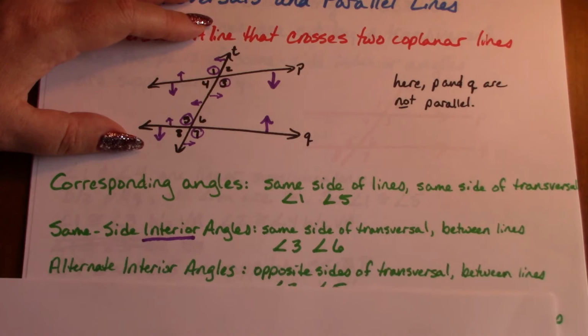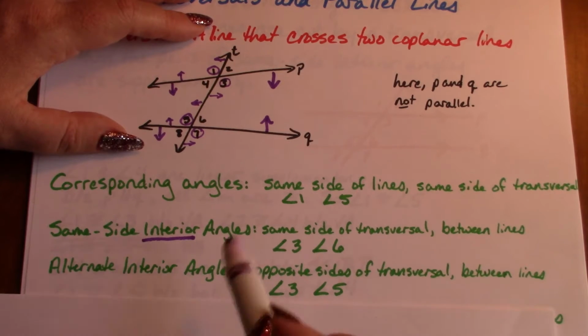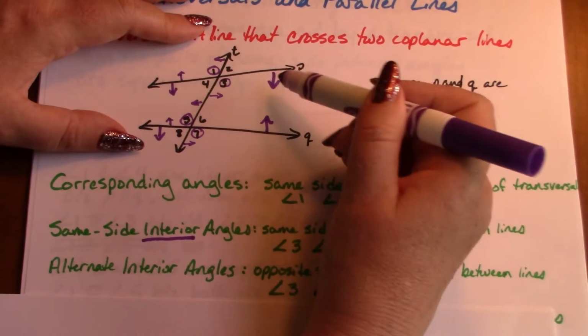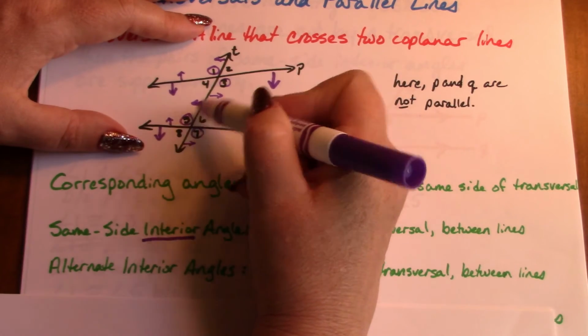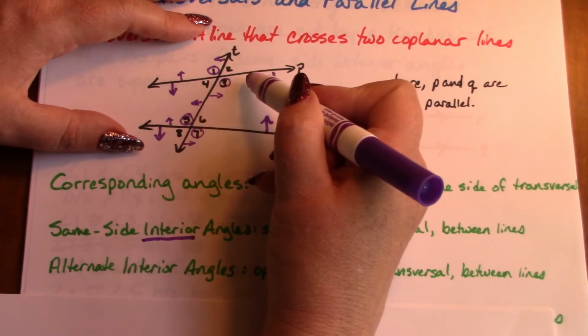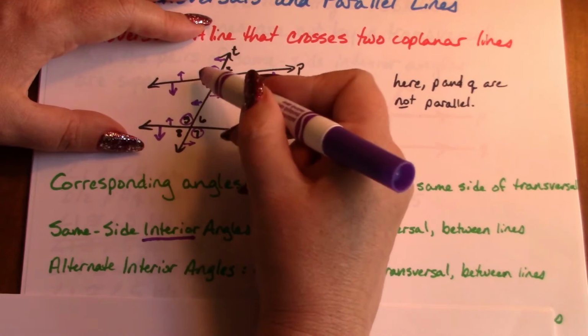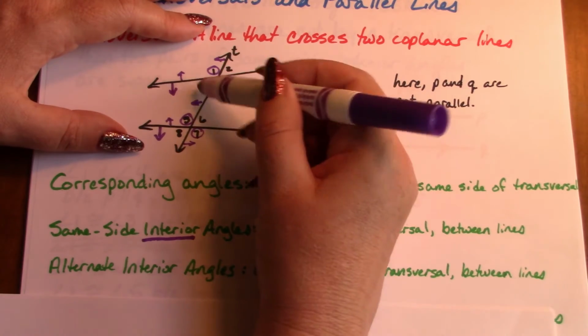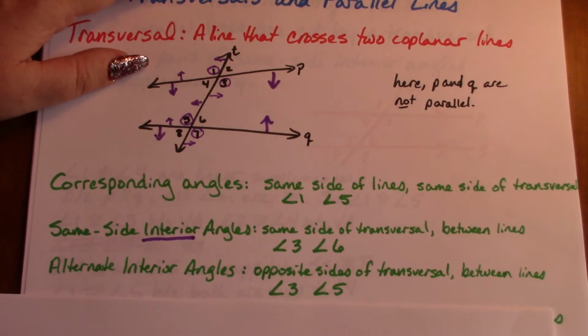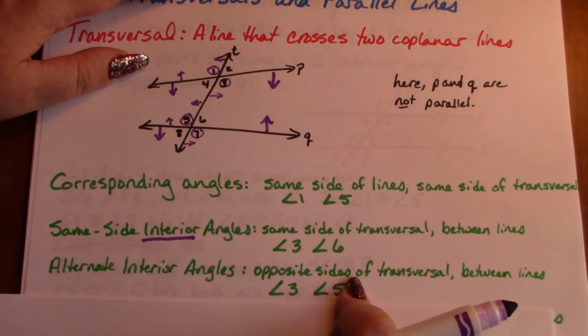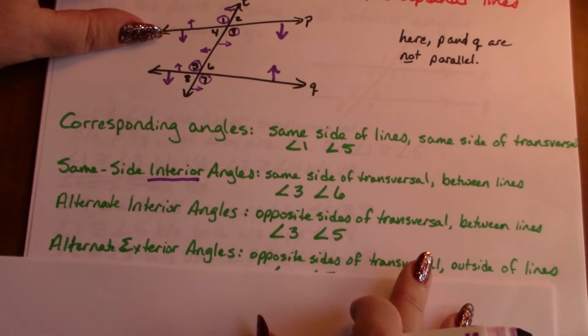And then we have alternate interior angles. Again, they have to be interior, but on either side. So 3 and 5 are alternate interior, not same side interior, but alternate. And 6 and 4 are alternate interior angles. So between the lines, but opposite sides of the transversal.